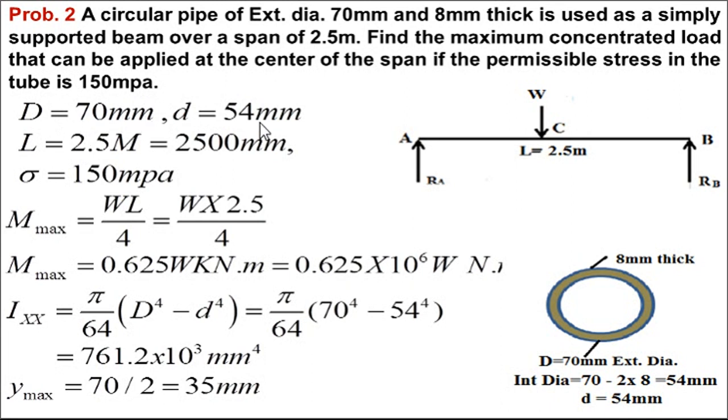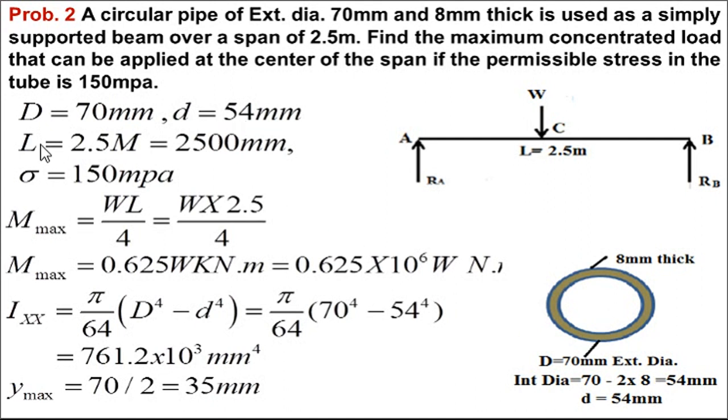Capital D is 70 mm. Small d will be the external diameter 70 minus 2 into 8. Internal diameter अगर निकालना है तो क्या करना पड़ेगा? You have to deduct this 8 mm. This 8 mm is twice T. So it will be 54 mm.